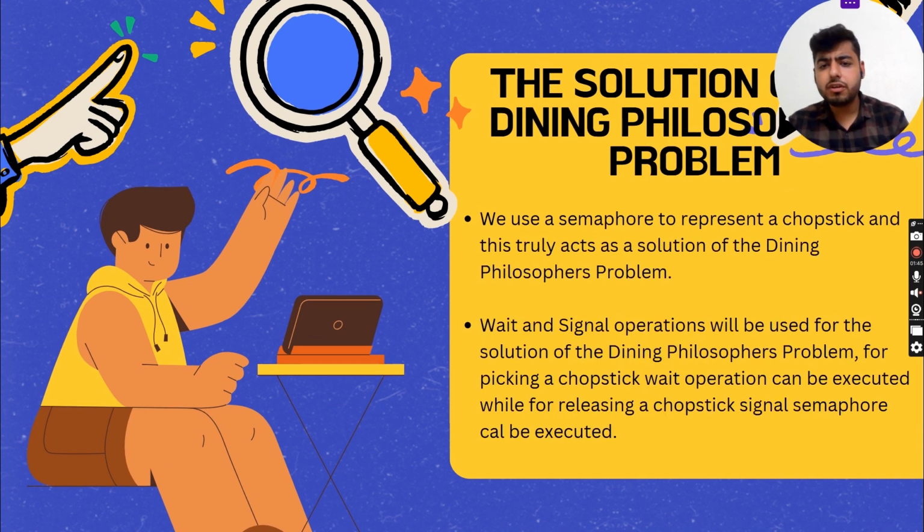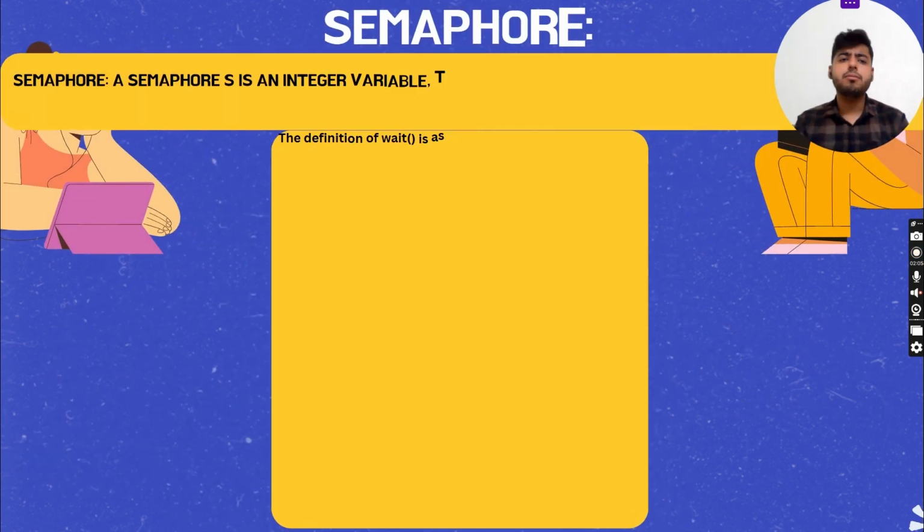So, the solution for this problem: we use semaphores to represent the chopsticks, and this acts as a solution to the dining philosopher problem. Wait and signal operations will be used for the solution. For picking a chopstick, the wait operation can be executed, while for releasing a chopstick, the signal operation can be executed. So firstly, we will discuss semaphores.